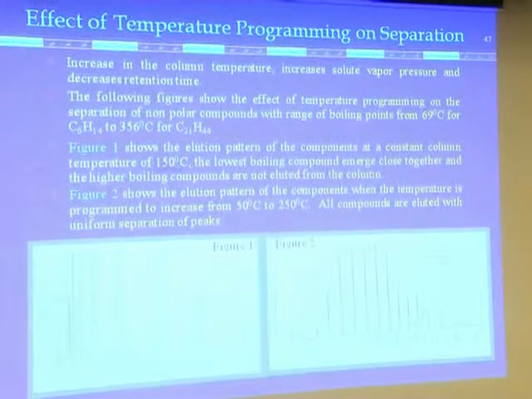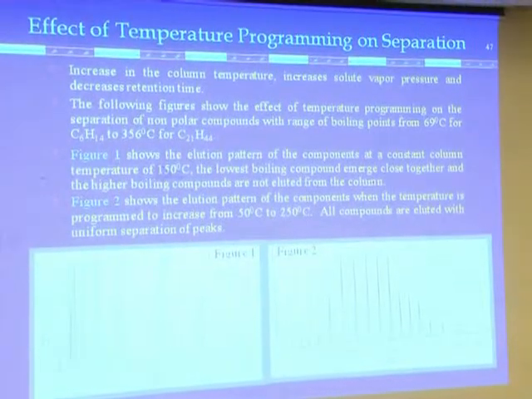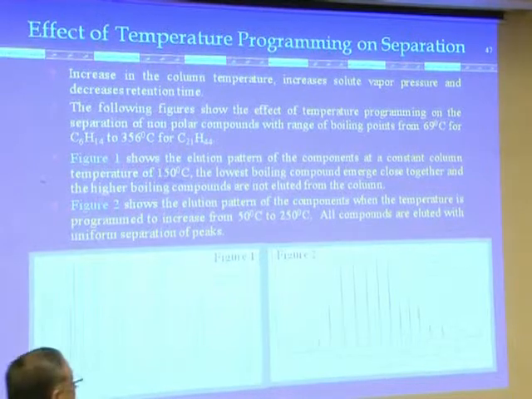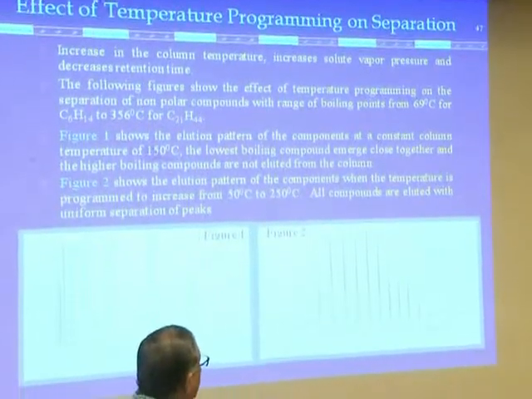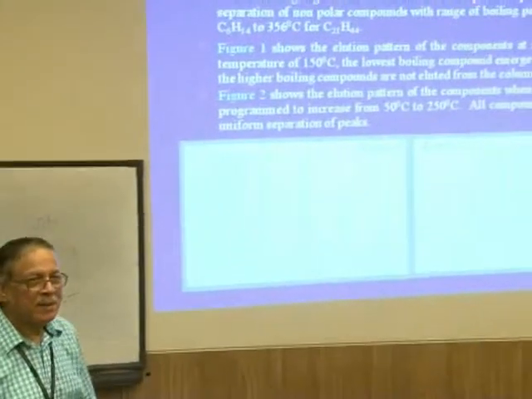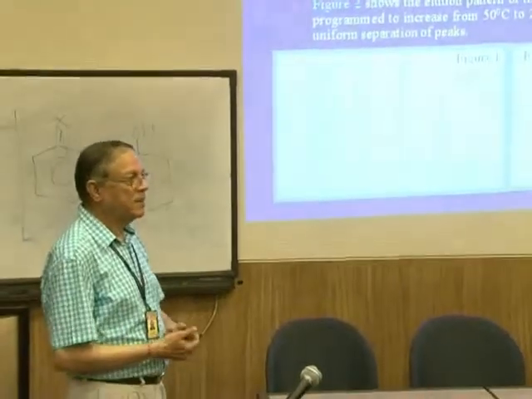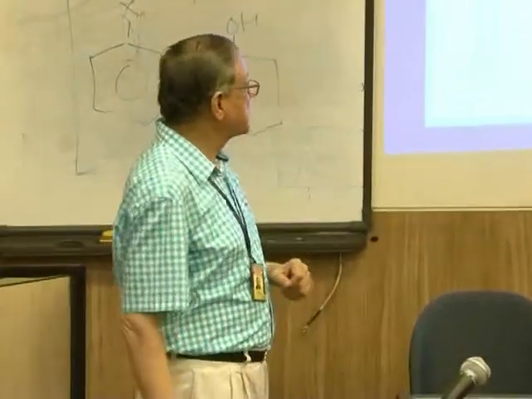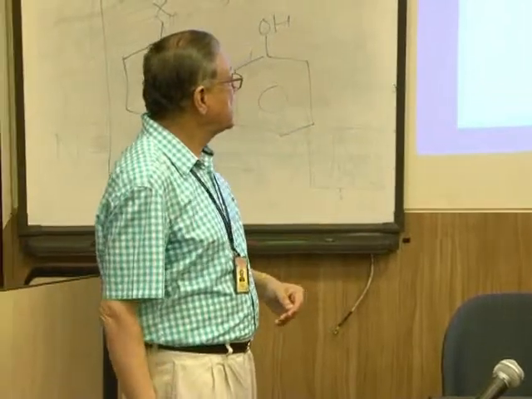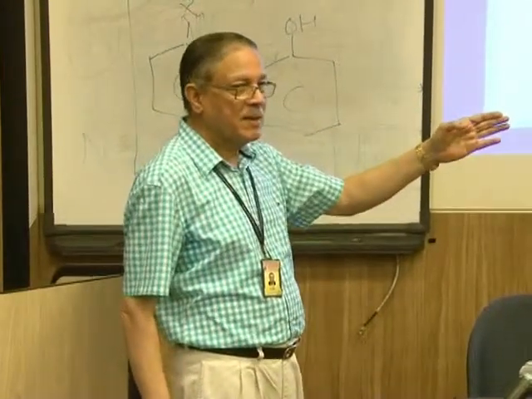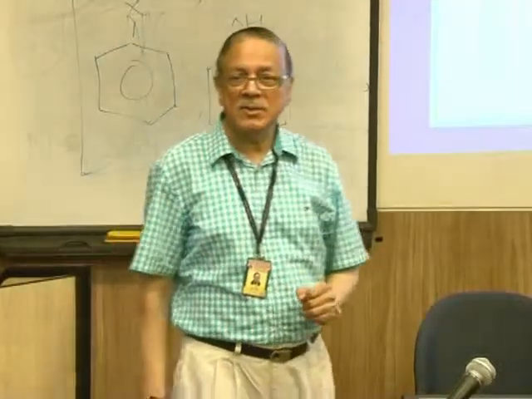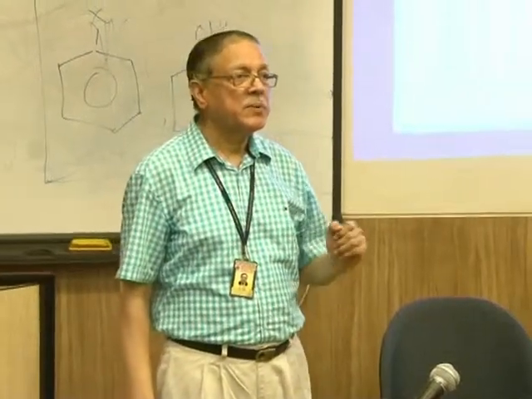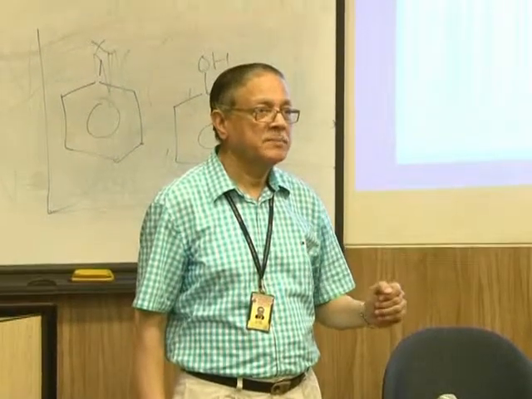On the other hand, on the right hand side, we have programmed temperature between 50 and 250 degrees at 8 degrees. I don't know why 8 degrees. I would have kept it either 10 or 5. But 8, fancy. See, all the solutes are beautifully separated in 36 minutes. Just 36 minutes. And up to 95 minutes here, all the solutes are not separated. So this is a great advantage of temperature programming in gas chromatography.